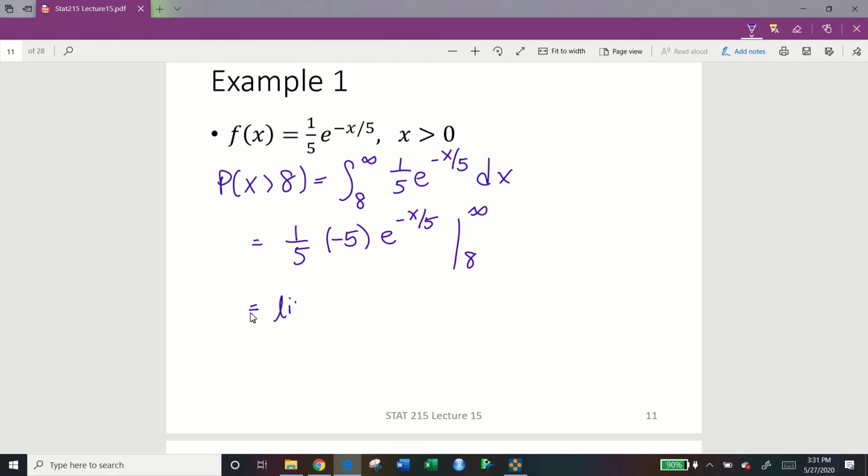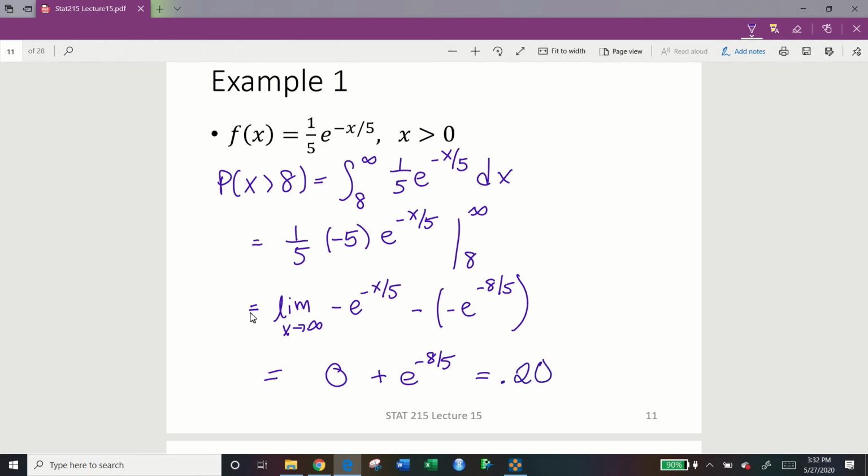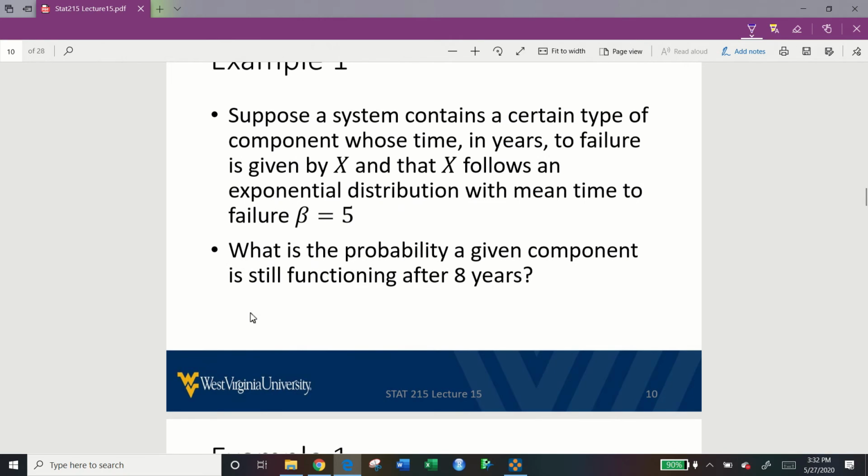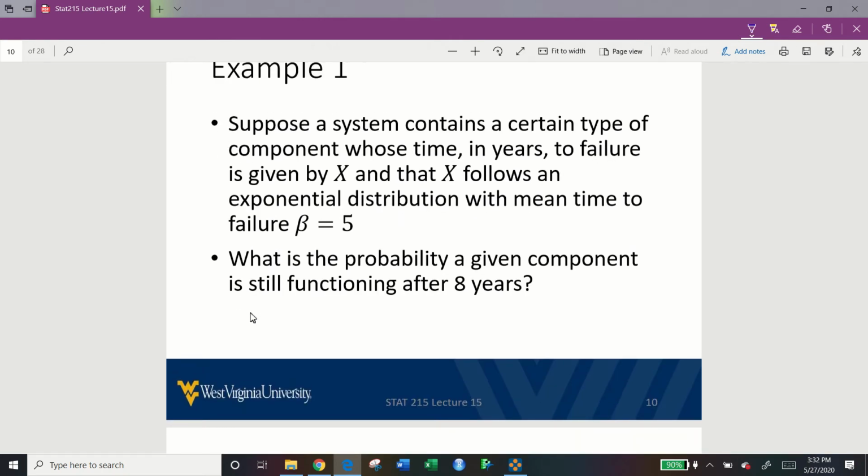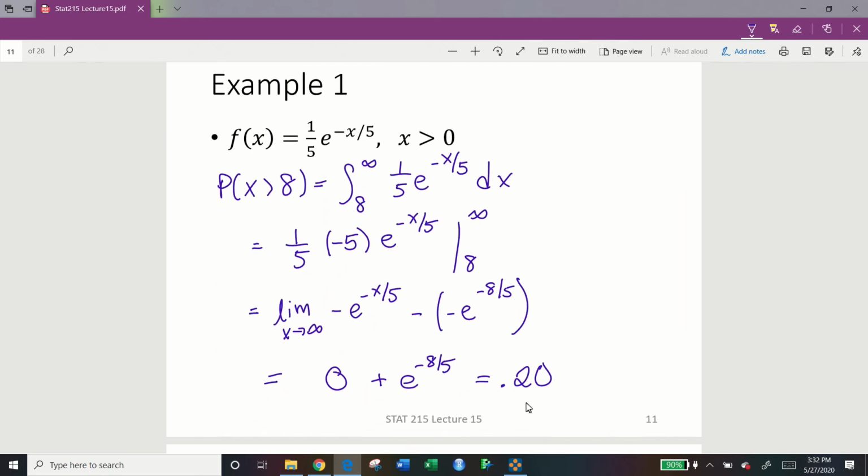So this will become the limit as x approaches infinity of negative e to the negative x over 5 minus negative e to the negative 8 over 5. If we take the limit, that's going to be equivalent to 0 plus e to the negative 8 over 5, and this will equal 0.20. So to answer the question, what is the probability a given component is still functioning after 8 years? The answer is 20% or 0.20.